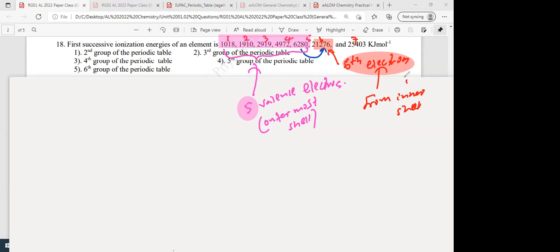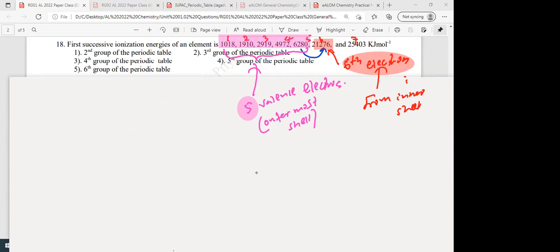Now by looking at the successive ionization energies, you can decide to which group this element belongs. So the first 5 electrons are removed easily. The gap is not that big. Therefore, this element should belong to which group? Group 5. So remember, 6th ionization energy highest means it belongs to group 5.